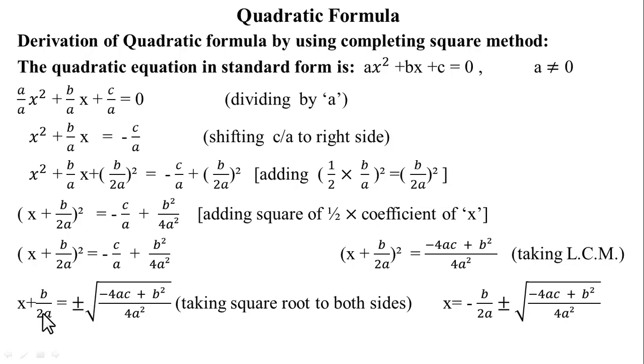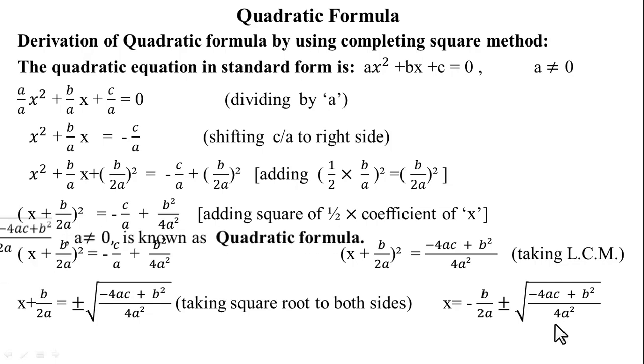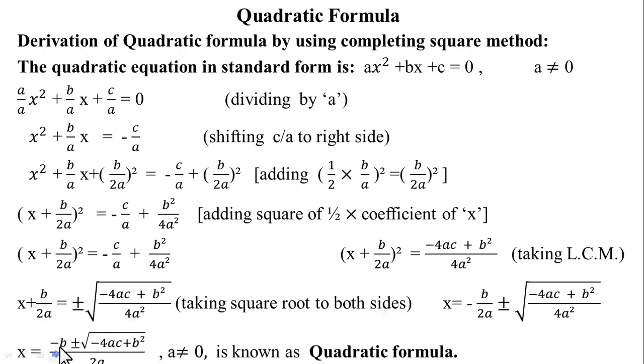So this implies that b upon 2a moves to the right side, then x is equal to minus b upon 2a plus minus the square root of b square minus 4ac upon 4a square. Now we write that x is equal to minus b plus minus the square root of b square minus 4ac, divided by 2a, where a is not equal to 0, which is known as the quadratic formula. So we derived the quadratic formula.